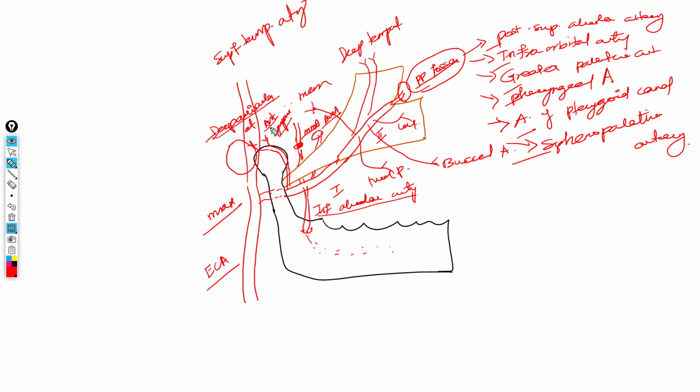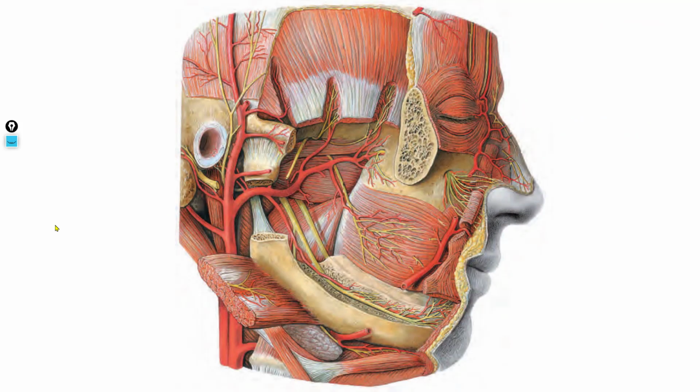First part it is called as a D-A-M-A-I, Damai. Okay, so these are all the branches of the maxillary artery. Okay, so in this picture we can see the branches of the maxillary artery. So what is this? So this is nothing but the external carotid artery, and this is the maxillary artery.